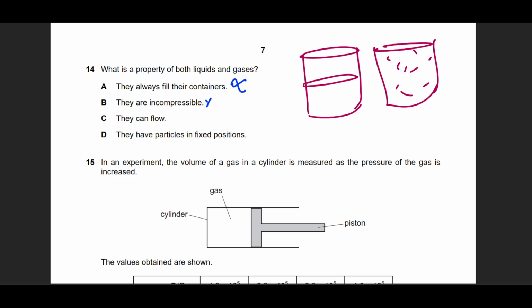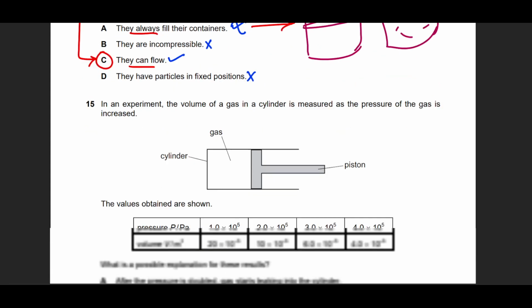They are incompressible? No, gases can be compressed. They can flow? Yes, both can flow. They have particles in fixed positions? No, this is entirely a statement for solid objects. So if I had to make a choice between A and C, A looks right, but in certain scenarios this is going to be wrong. C is the best answer because that is always true in all circumstances, in all situations.